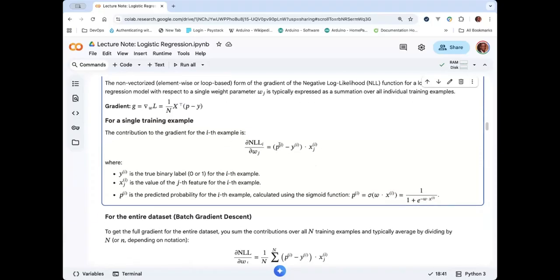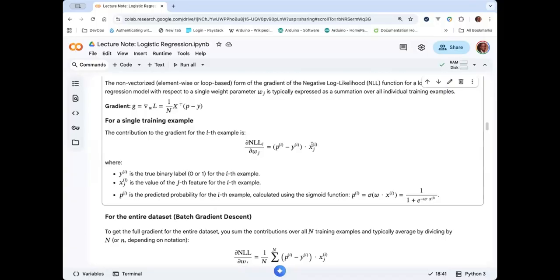So this is now the formalization of that equation, right? The partial derivative of the negative log likelihood with respect to each weight Wj, where Wj is each parameter or each feature or each term, is going to be, for each data point, right? Remember the i at the top is the superscript, the data point. So for each data point it is p minus y for that data point times the x value of that feature in that data point.